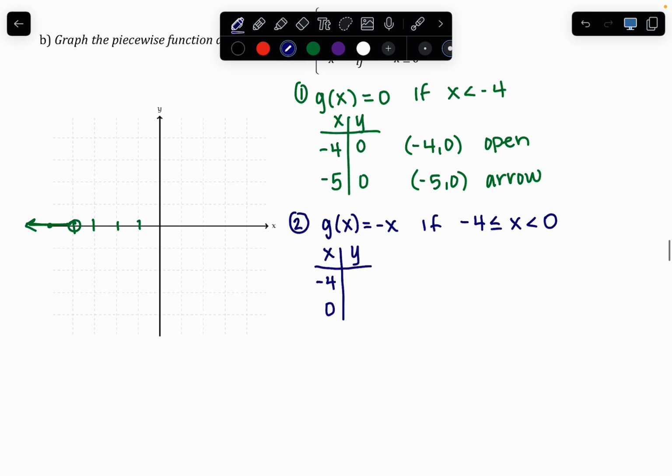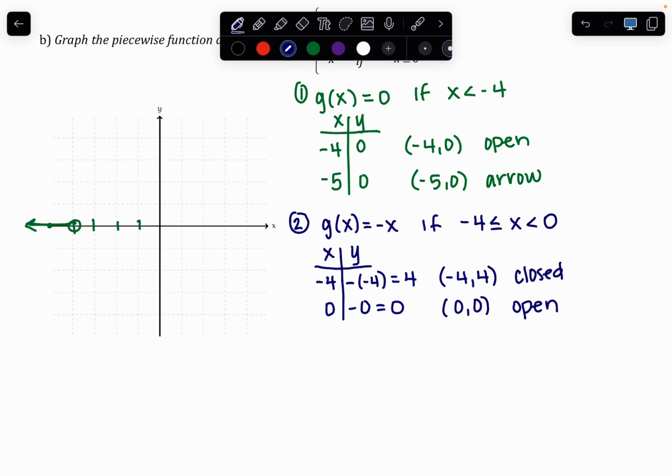So if we have negative 4, what does that equal? Positive 4. So at the ordered pair negative 4, 4, we have an open or closed circle? Closed. Okay. Negative 0 is just 0. So we have the ordered pair 0, 0, which is going to give us an open circle. Good.